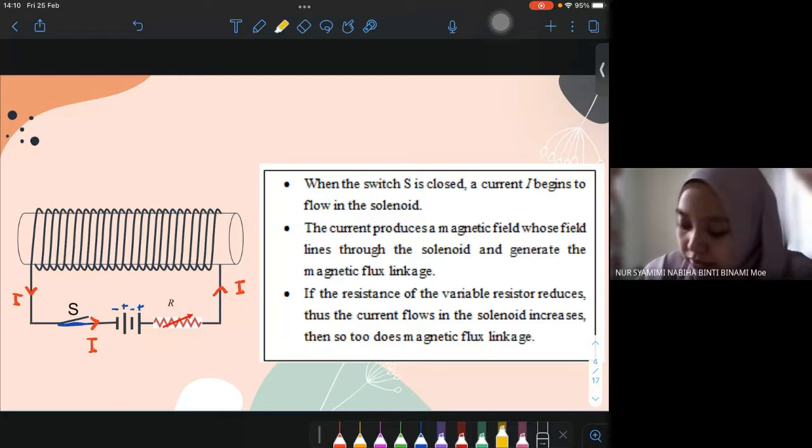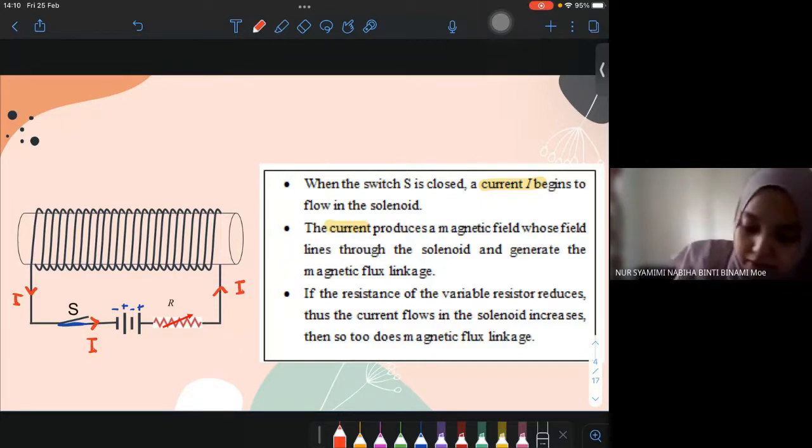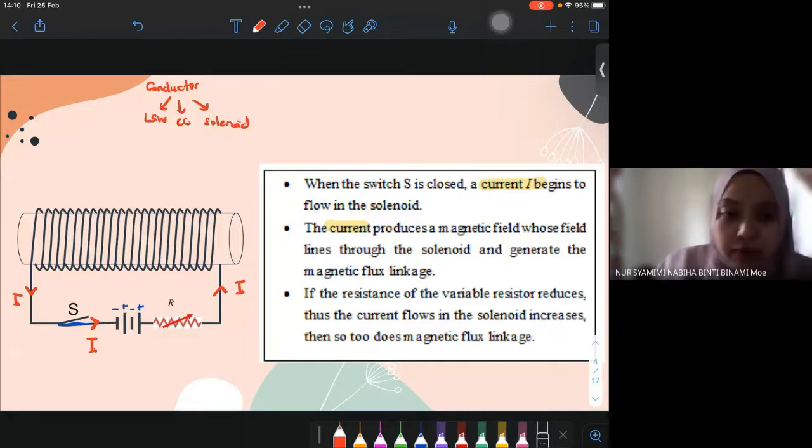Okay, so the current produced, okay, we have a current. The current produce magnetic field whose field line through the solenoid and generate the magnetic flux linkage. Okay, ingat tak dekat chapter 4 kita belajar kalau kita ada conductor yang ada current, dia akan menghasilkan magnetic field. So kita ada conductor, which is conductor terbahagi kepada 3 yang kamu belajar, long straight wire, circular coil and solenoid. Okay, now we have conductor dan conductor ini ada current.